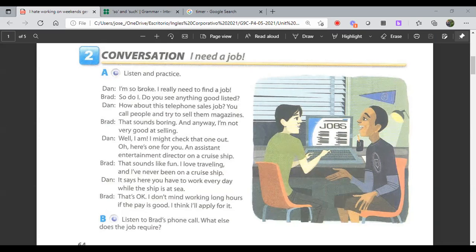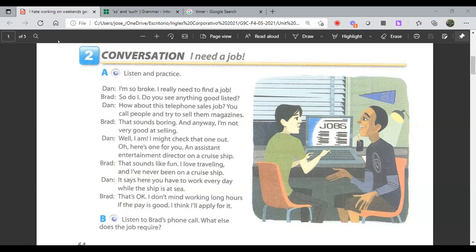Page 64, Exercise 2, Conversation. I need a job. Part A. Listen and practice. I'm so broke. I really need to find a job. So do I. Do you see anything good listed? How about this telephone sales job? You call people and try to sell them magazines? That sounds boring. And anyway, I'm not very good at selling. Well, I am. I might check that one out. Oh, here's one for you. An assistant entertainment director on a cruise ship. That sounds like fun. I love traveling, and I've never been on a cruise ship. It says here you have to work every day while the ship is at sea. That's okay. I don't mind working long hours if the pay is good. I think I'll apply for it.